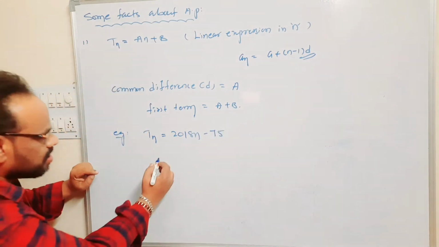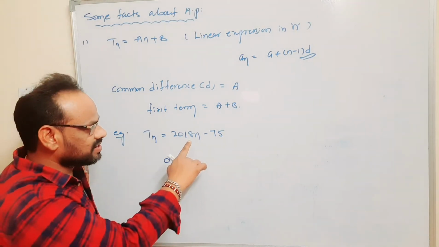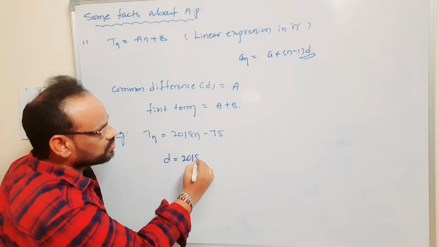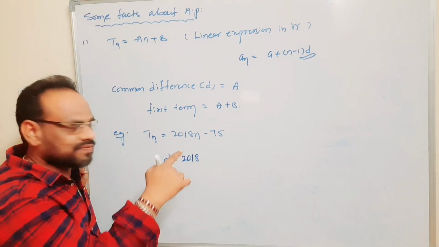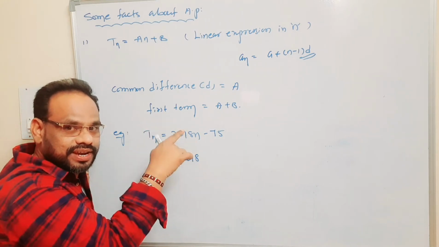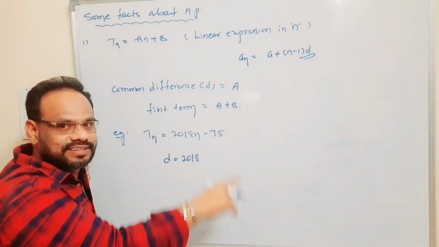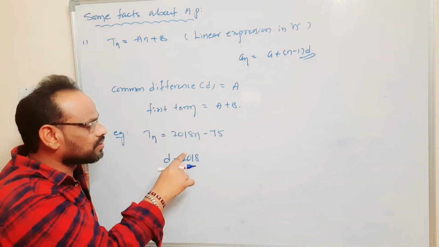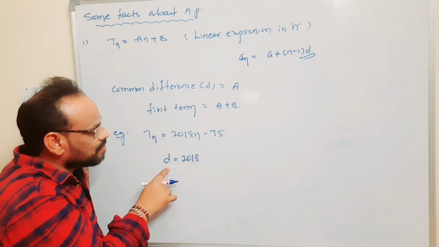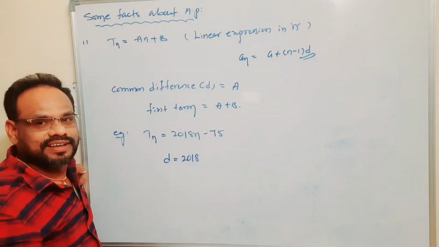How to find the common difference? Common difference d is equal to the coefficient of n, which is 2018. We know the process: if you substitute n equals 1 we get t1, and n equals 2 we get t2, and d is t2 minus t1. That is the time-taking process. Without using pen and paper, by observing, the common difference is the coefficient of n, which is 2018.